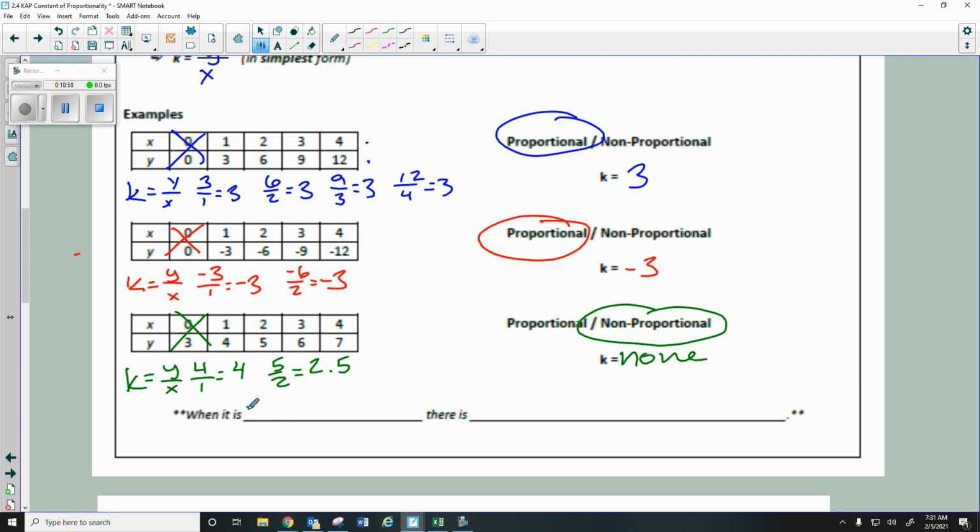So when it is non-proportional, there is no constant of proportionality. I'm abbreviating so I don't have to write it all out.